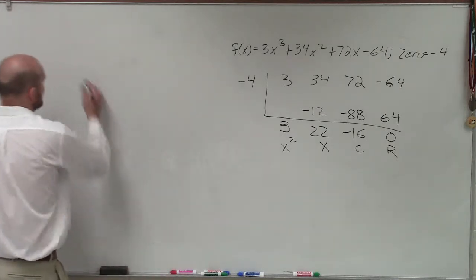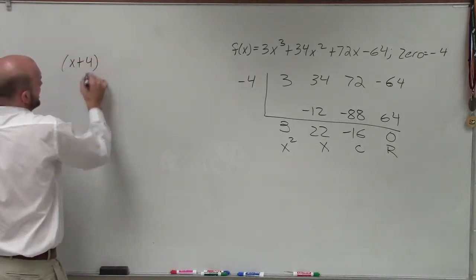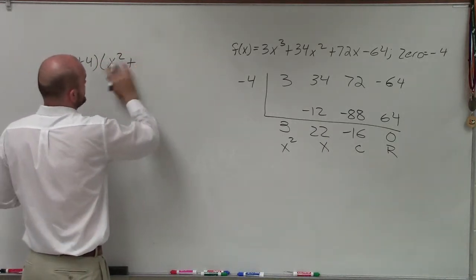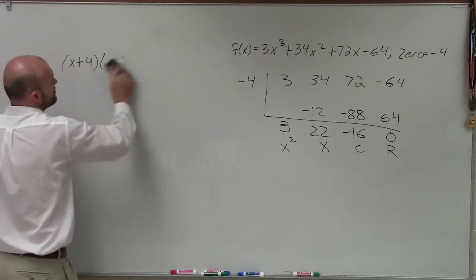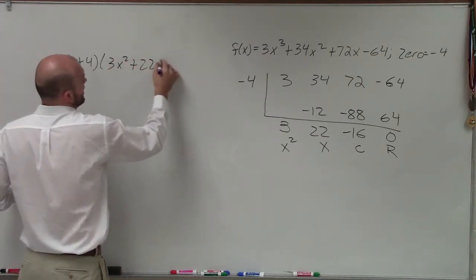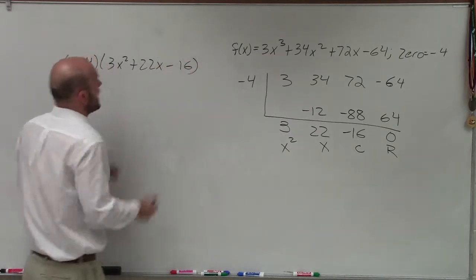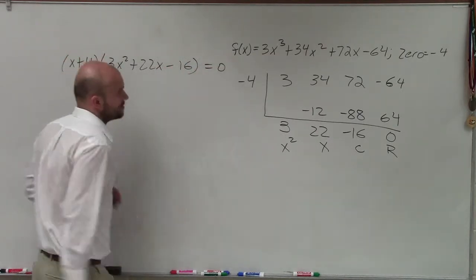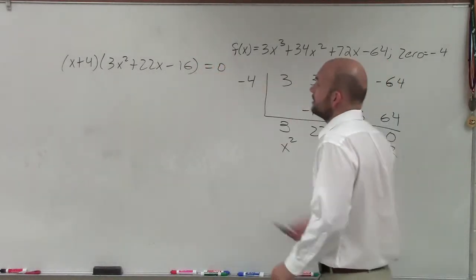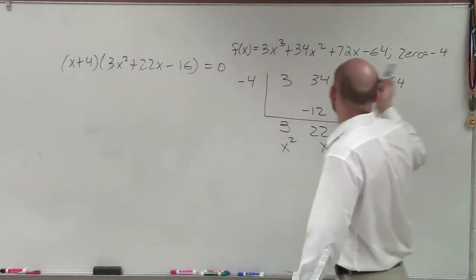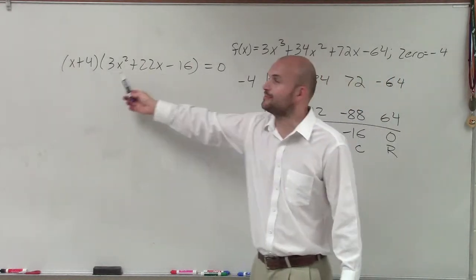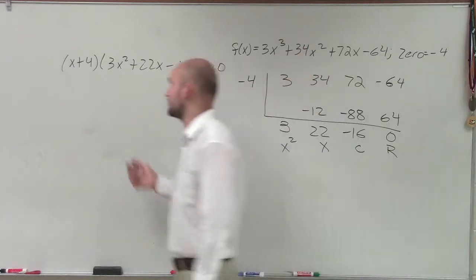So we know that x plus 4 is one factor, and then I have a resultant factor of 3x squared plus 22x minus 16. You have to remember those coefficients. Now I could write this all set equal to 0 because I want to find all the zeros. We already know that x plus 4 creates a zero at -4, but I want to see what other zeros I have. So what I'm going to have to do is factor this a little bit further.